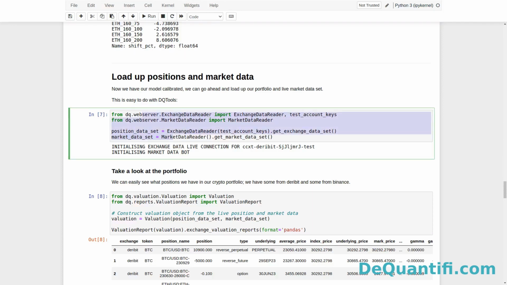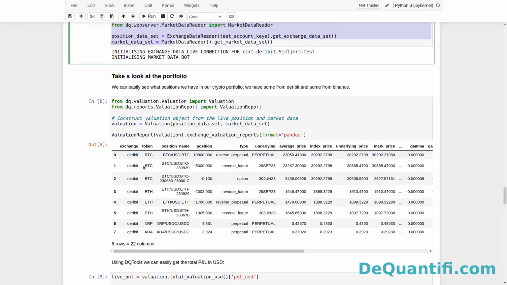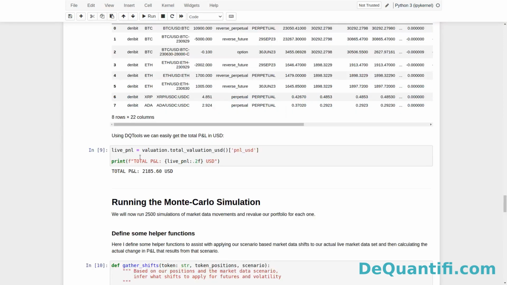So here we're just loading up our exchange data and market data. Looking at the portfolio, we can run a valuation and we can see that this portfolio, well, it seems to only have Deribit positions, and we've got a number of different futures, reverse futures, options and the like. Now we can get the current P&L from DQTools, and we see we have a P&L of about $2,180.